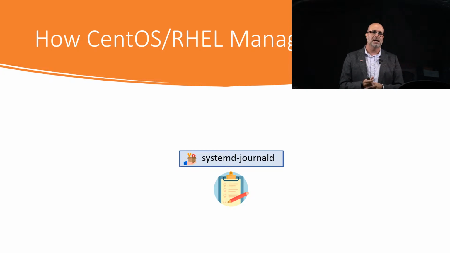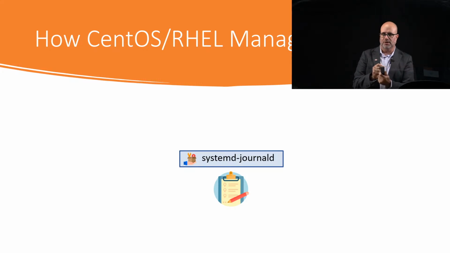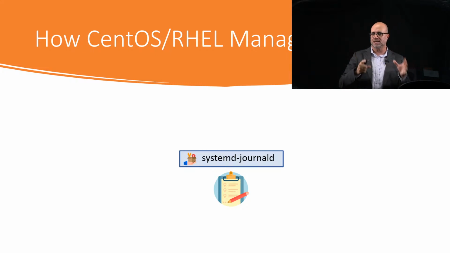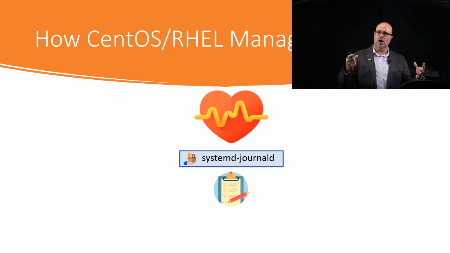It's just like, imagine someone with a clipboard and a pen going around and saying, what did you do today? Where did you go for lunch, and all that stuff? And just writing everything down. That's what the journal is. It writes down everything that happens on the system. It's the heart of the Linux logging system.